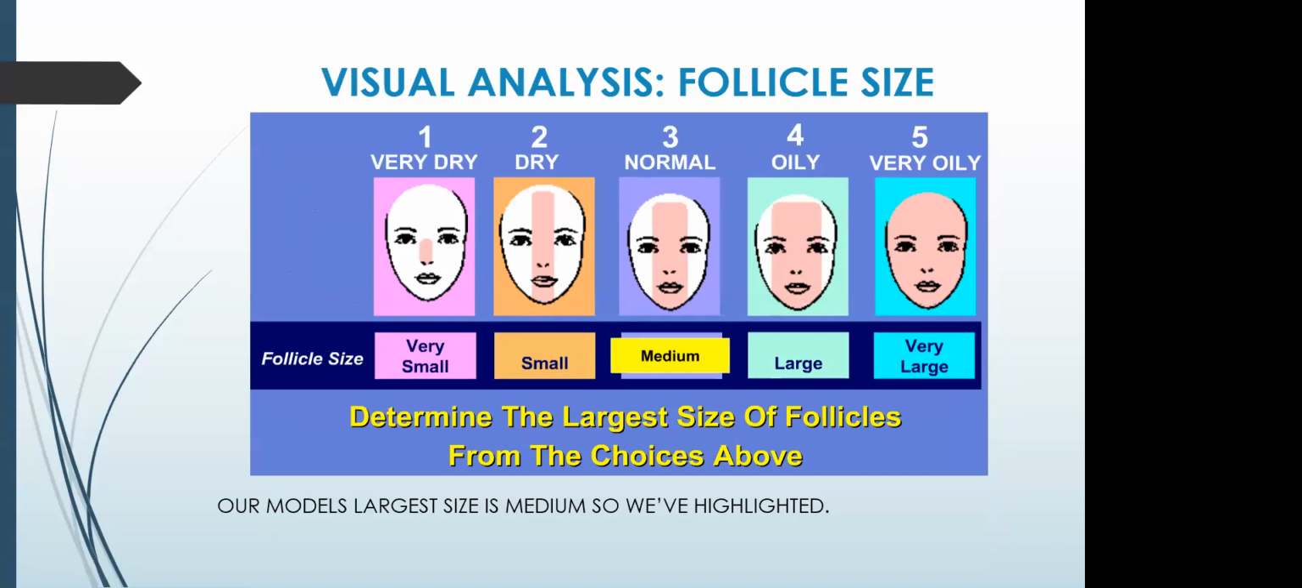Your choices are very large, which would look like an orange peel. You can actually see these pores, they're clear from a distance. Then we have large, medium, small, and very small. Very small would be something that we would describe as porcelain-like skin. So again, for our example, we're going to say that our client's largest follicle size is medium.